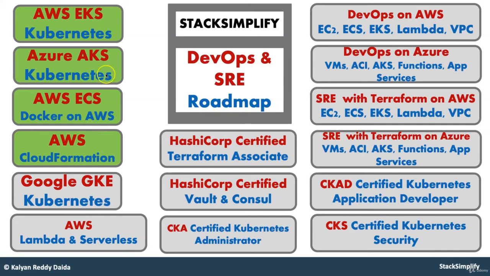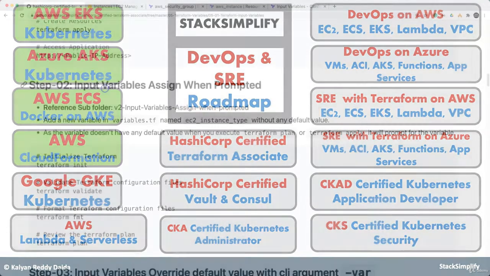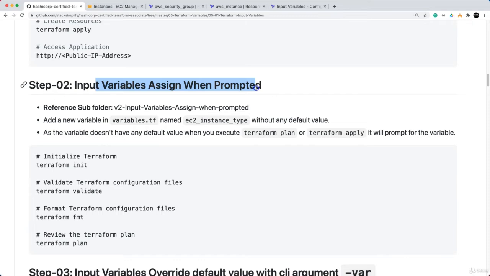Welcome back. In this step, we are going to learn about input variables assign when prompted. The reference subfolder we are going to use here is v2 input variables assign when prompted. What we are going to learn as part of this step is, we will add a new input variable in c2 variables.tf named ec2 instance type.